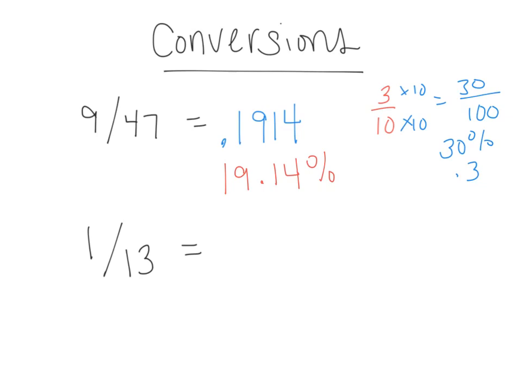Do the same thing for 1/13. We find that the decimal is, let me type it in my calculator, 0.0769. To convert to a percent, I move it over 2 spaces, so it's 7.69%. Don't forget, if there's ever a repeating number, to draw that repeated line over the repeating section.